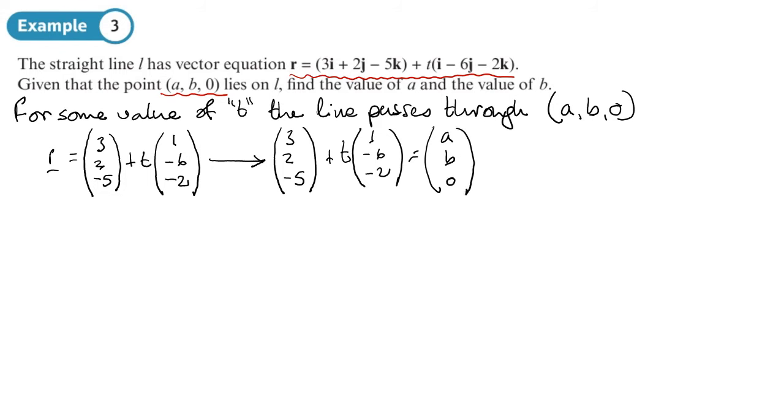Now what we do, we take each row and we're going to write an equation. So we'll write an equation from that row, an equation from this row, and an equation from the bottom row. So let's write those 3 equations out. So the top row we have 3 plus t equals a.